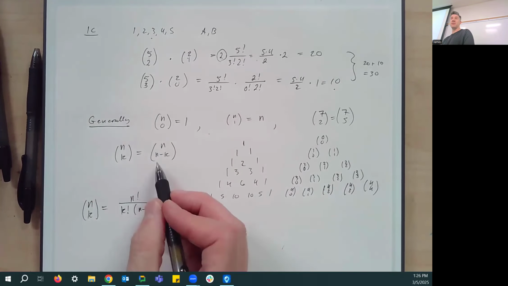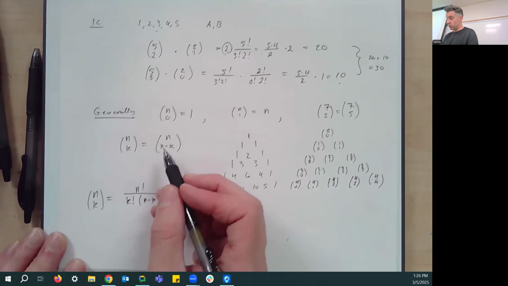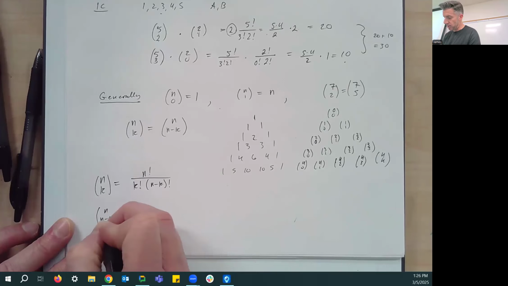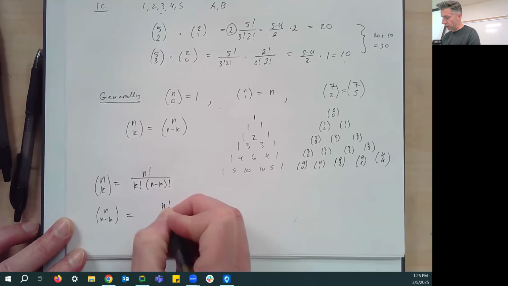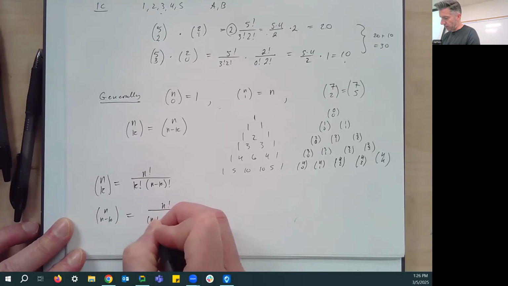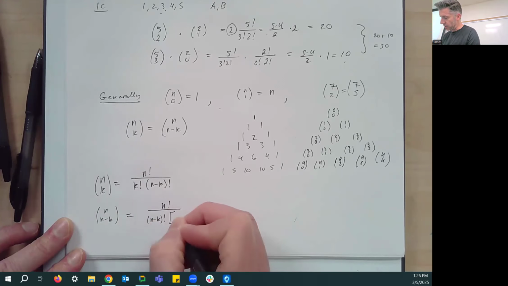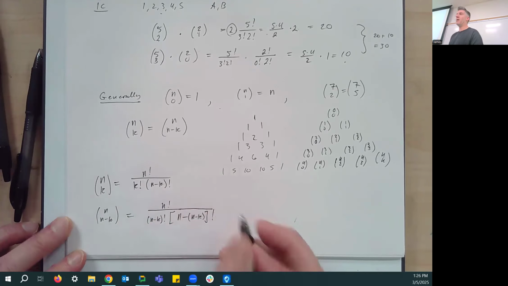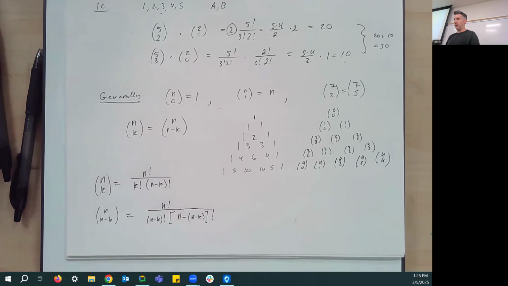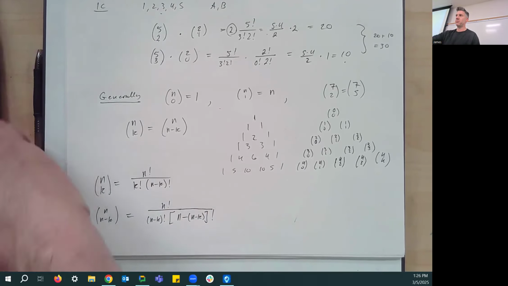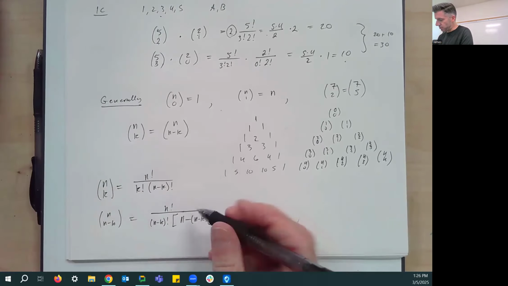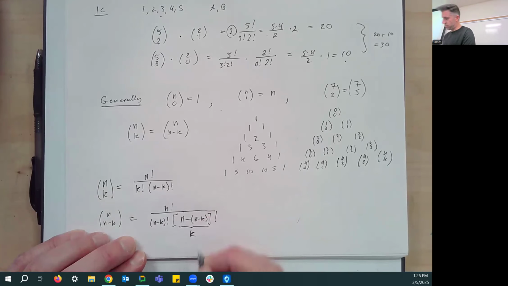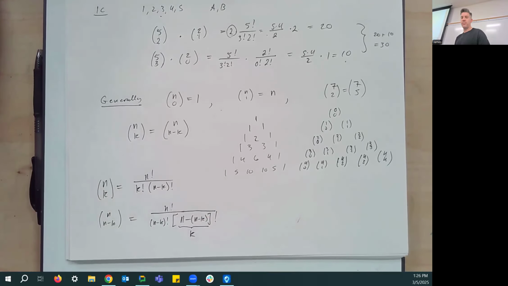Which is why this ends up being the same, right? Because n choose (n minus k) is really n factorial over (n minus k) factorial times (n minus (n minus k)) factorial. But n minus (n minus k) is just k. So they're the same. Cool. All right, let's do more examples.